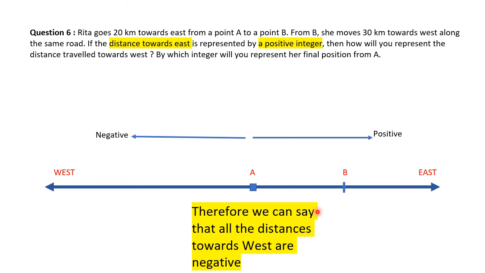Therefore, we can say that all the distances towards west are going to be negative and all the distances towards east are going to be positive, right?